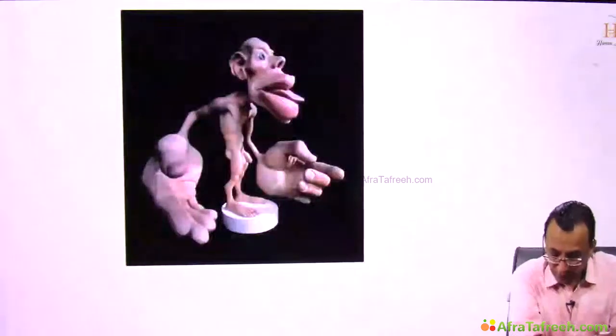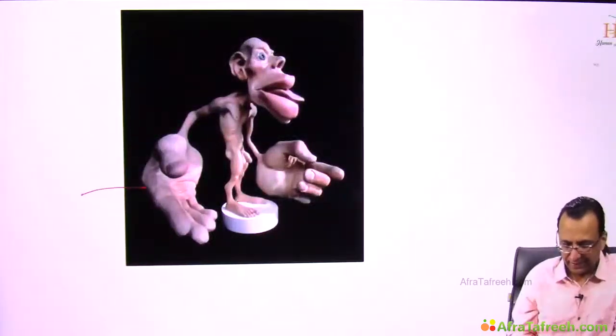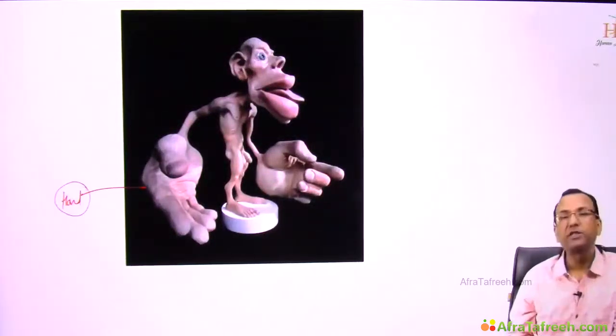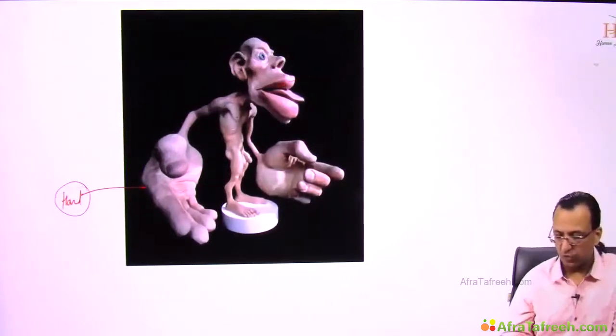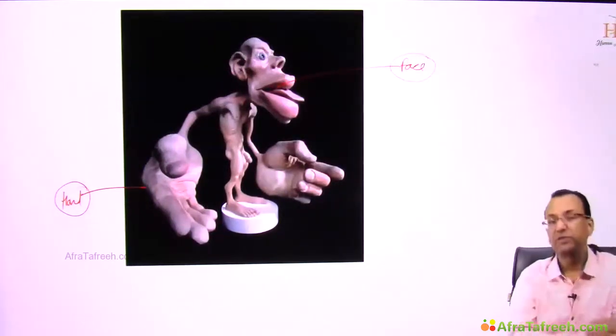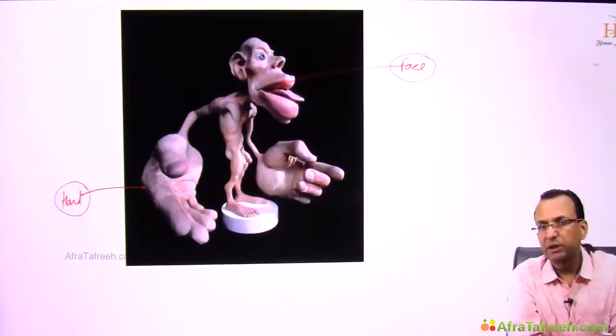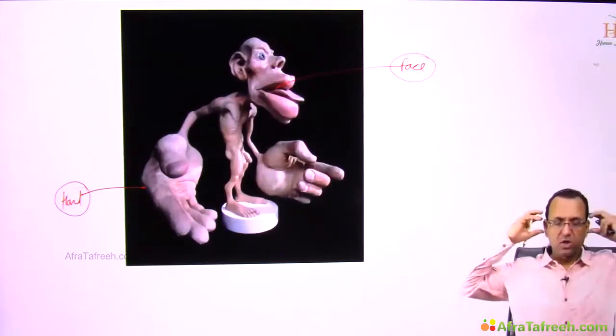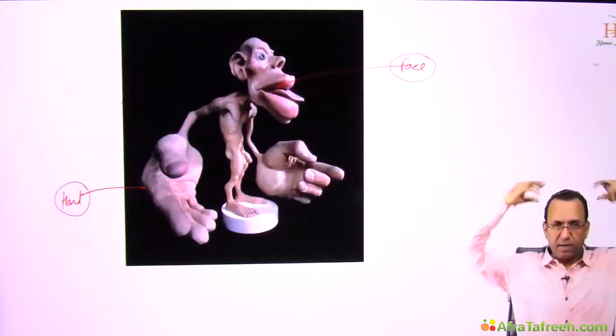See, we'll find that the hand has more representation on the cerebrum, like the face. So, hand and face will have more representation. Remember, the face is on the lower lateral cerebrum and the hand is slightly upper here.